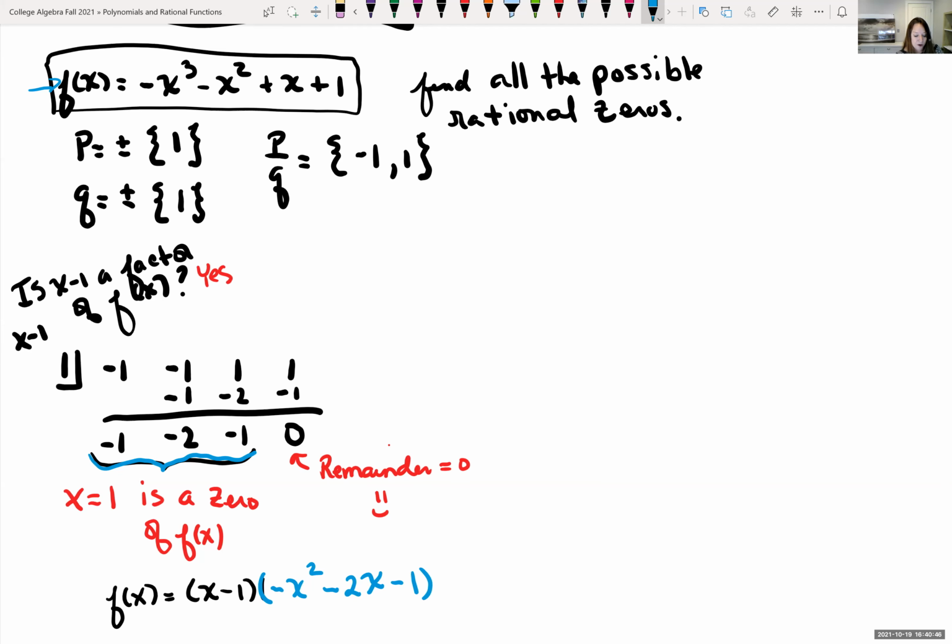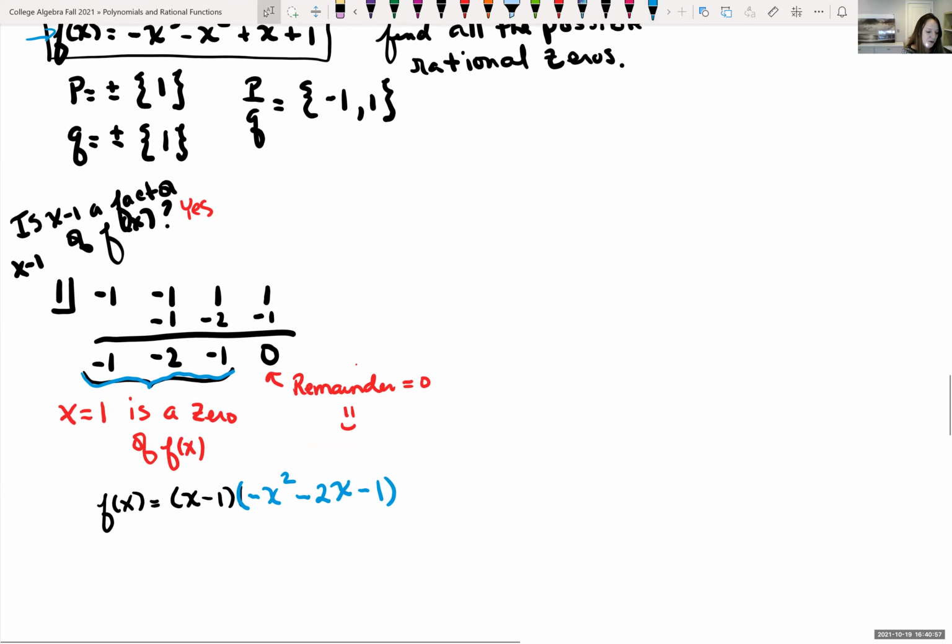So from here, I have a quadratic equation. I can technically see if this is factorable. I don't have to go through this synthetic division again to see if it's factorable or not. Let's try pulling out a -1 and then see. So I'm pulling a negative out of this x squared. So now we'll have x squared plus 2x plus 1, all times x minus 1.